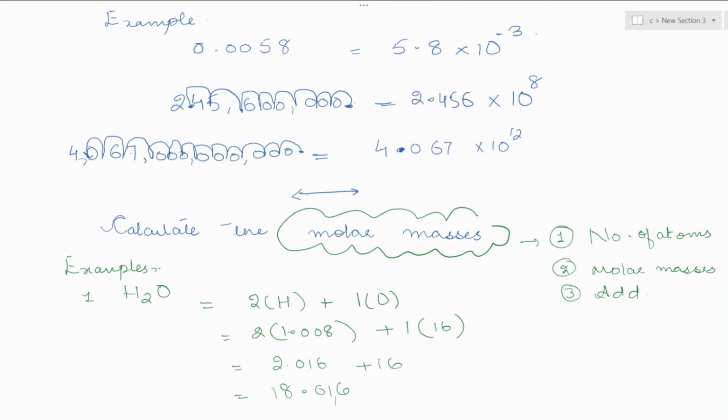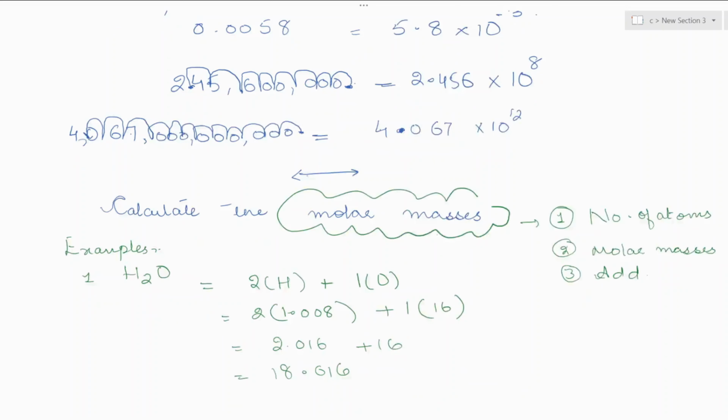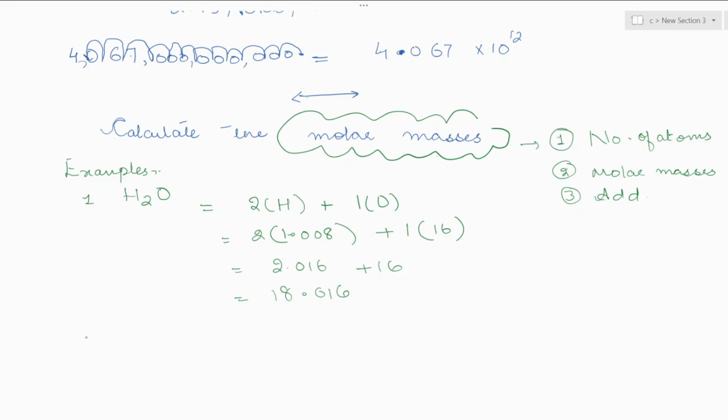Have you calculated? Do you have a calculator with you? Okay, then it's okay. Let's move to another one. I'm giving you a difficult one: C₆H₁₂O₆. Calculate for this one.